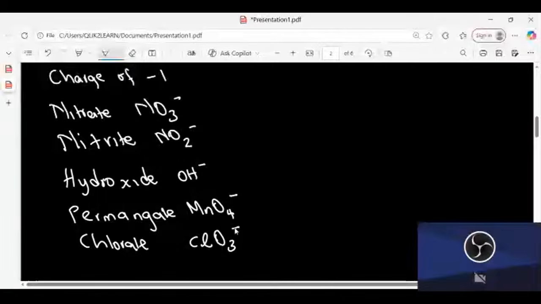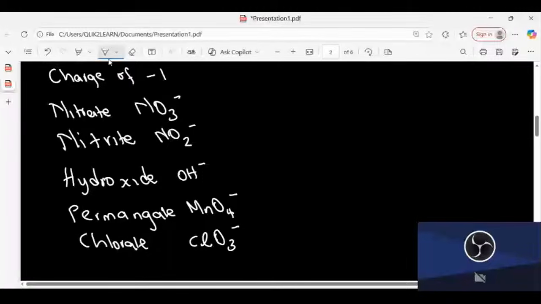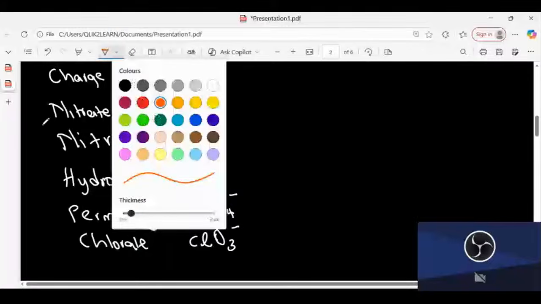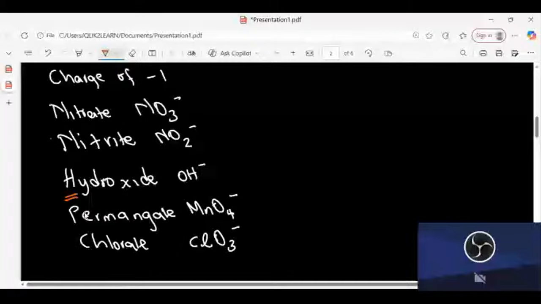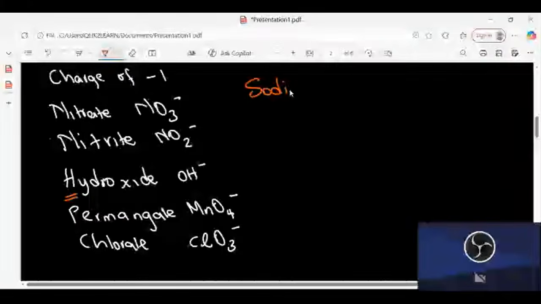I'll put the others on the group now. I just want us to do one example so that you can understand why I need you to know these. Let's say they want you to write down the chemical formula for sodium hydroxide.